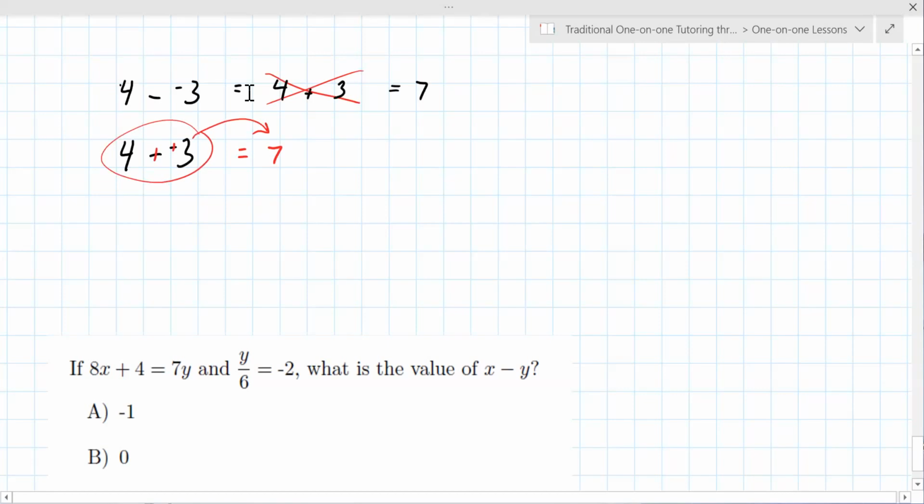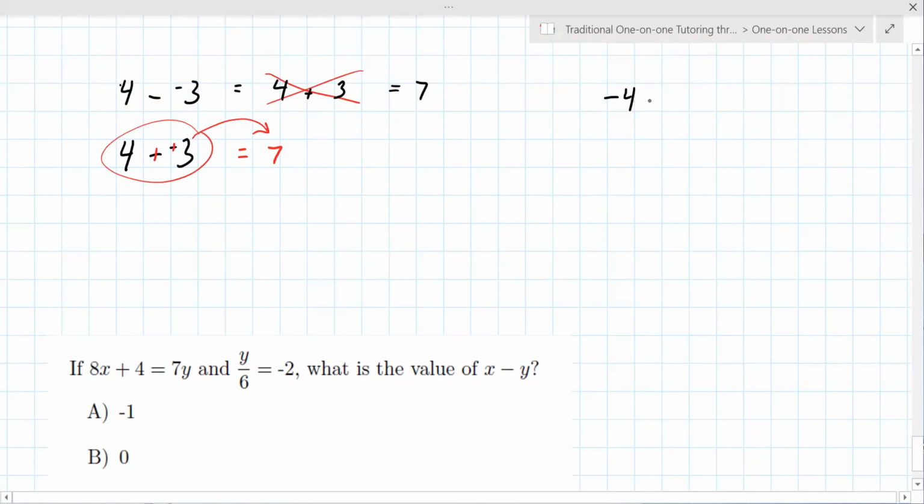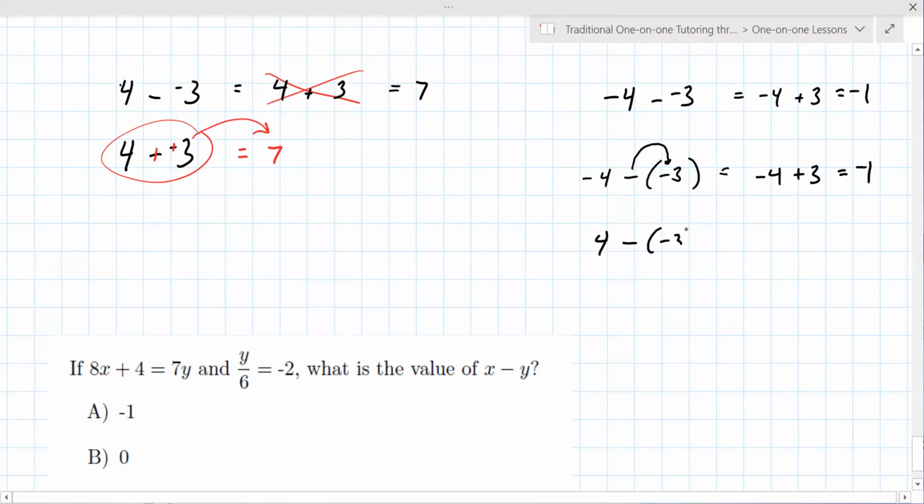Okay. And similarly, there's a bunch of questions I could ask you. It's like, what is minus 4 minus a minus 3? Well, it's minus 4 plus 3. So -1. Yeah. If it's in parentheses, the reason for the parentheses here is because this thing needs to operate on it. And of course, it could also be 4 minus a minus 3 is 4 plus 3 also.